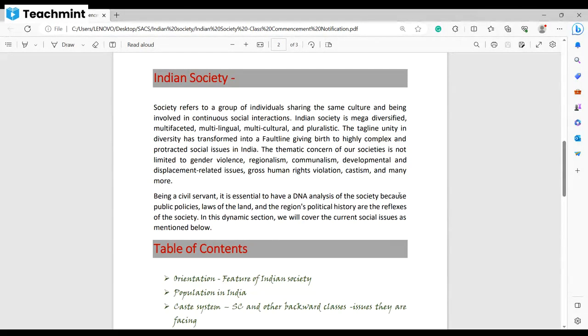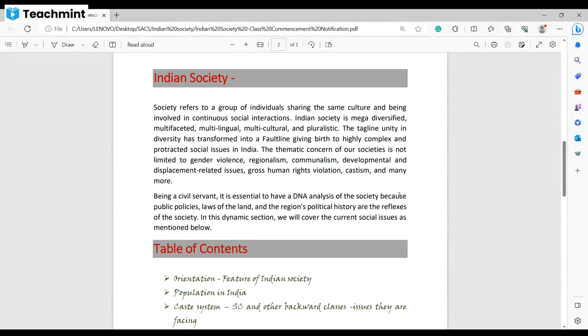As far as Indian society is concerned, this is a mega diversified society where you will find multiple cultures, multiple languages, multiple regions, and many more. That is why it is known as a pluralistic society. So unity in diversity is the tagline of Indian society. But this diversity creates a fault line which gives birth to highly complex and protracted social issues in India.